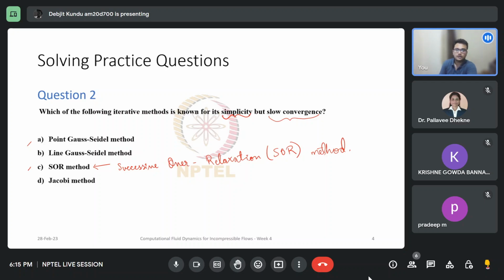So these four are all different iterative methods. You have to figure out which one is known for its simplicity but slow convergence. Is it point Gauss-Seidel method? Is it line Gauss-Seidel method? Is it successive over-relaxation method? Or is it option D, Jacobi method? So really focus on this point here, slow convergence, not a very fast convergence.